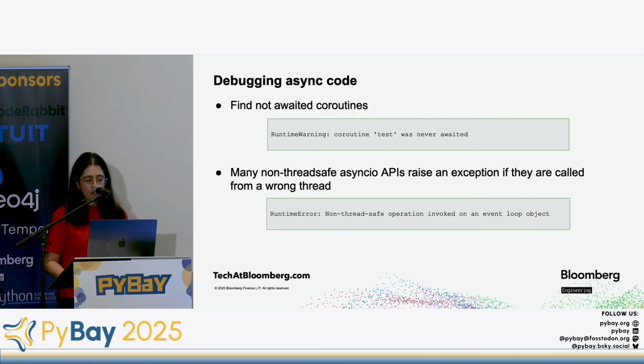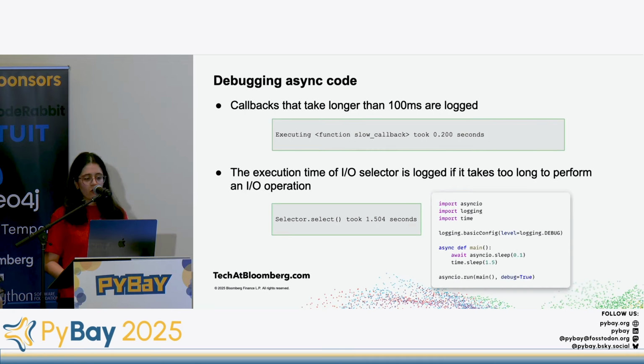These are the types of errors that the debug mode helps us catch. It helps us find non-awaited coroutines, so you'll get a warning like RuntimeWarning: coroutine was never awaited. It helps us catch many non-thread-safe asyncio APIs if they are called from the wrong thread. Callbacks that take longer than 100 milliseconds are logged, and you could also update this time to be something lower or higher if you prefer. And the execution time of the IO selector is logged if it takes too long to perform an IO operation. So you'll see an error like selector took 1.504 seconds or something similar, depending on the execution time.